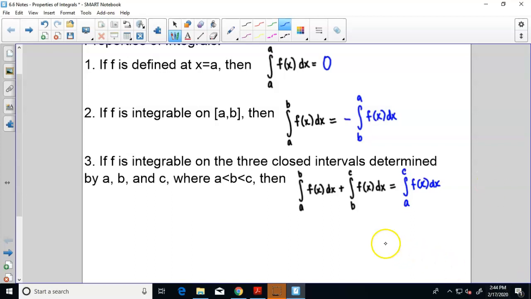So if we have 2 integrals right next to each other, they share that interval there. We've got from 1 to 2 and then 2 to 7. We could just add those 2 together, and we've got from 1 to 7 there.